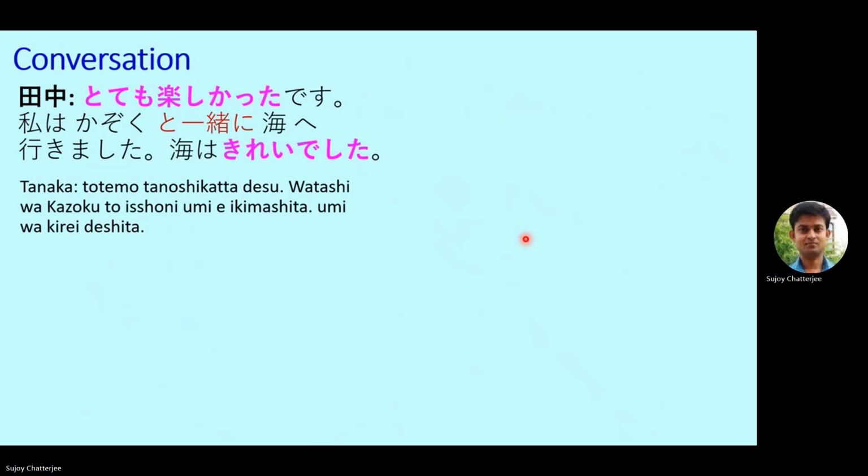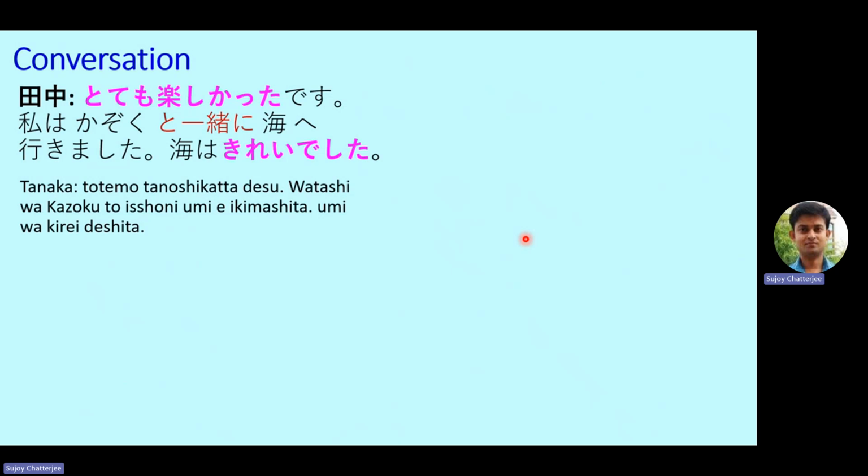So to issho ni, again, a very important concept that we just learned in one of the recent lessons. So watashi wa kazoku to issho ni. That means I with my family. Umi e ikimashita. Umi means sea beach. So I went to the sea beach along with my family.